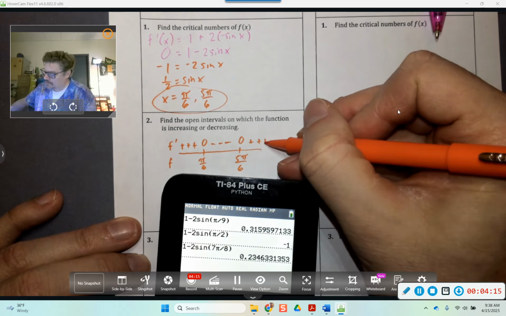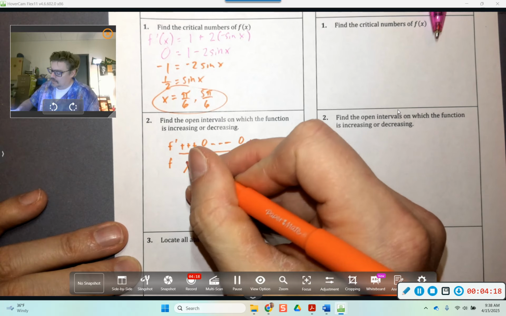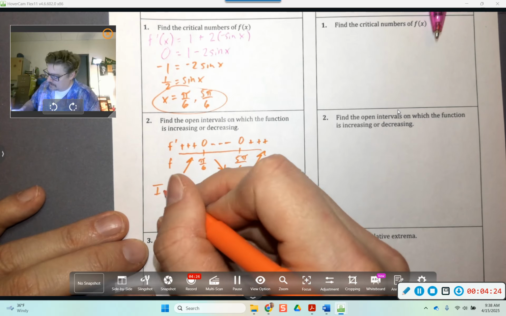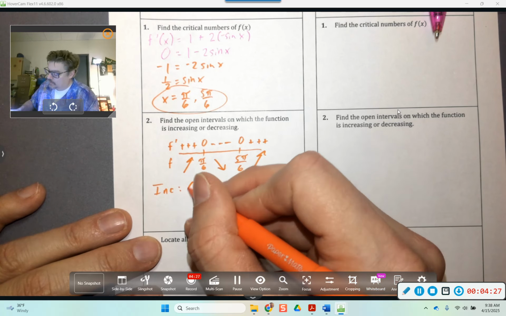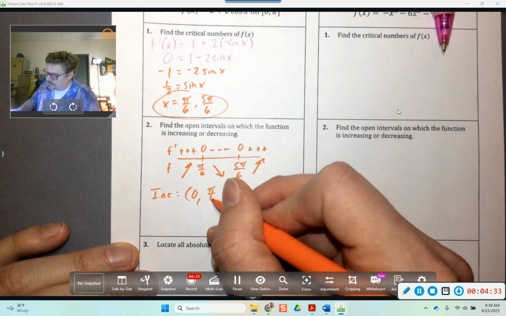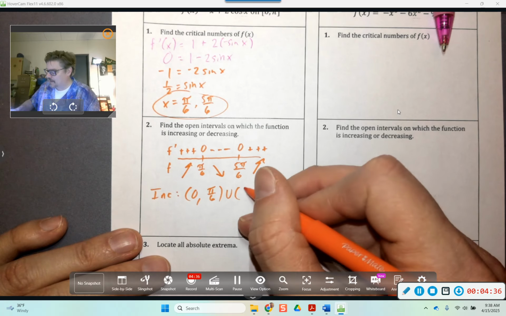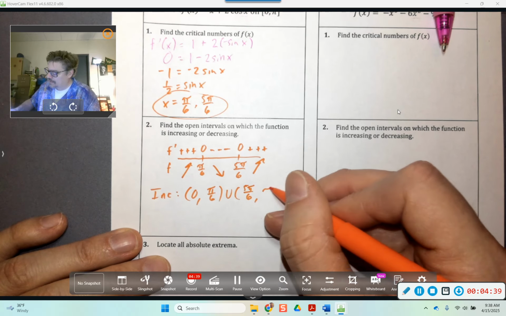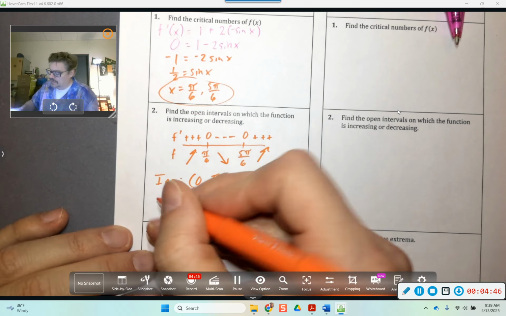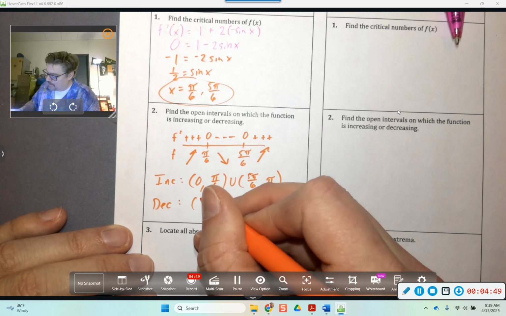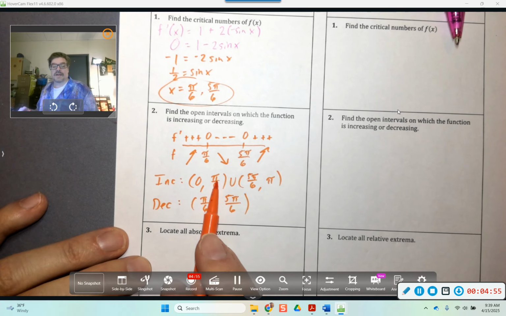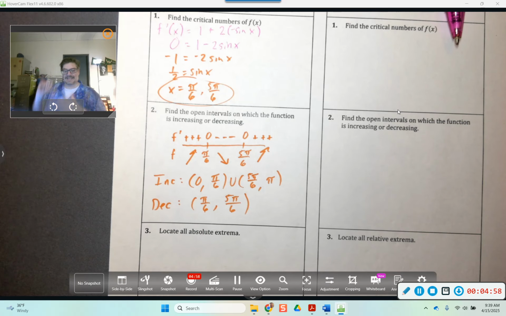So we see our intervals of increase and decrease. This guy's increasing, this guy will decrease, this guy will increase. Increasing would be from 0 to pi over 6, and then he will increase again after 5 pi over 6 all the way to pi, and that's where it stops. But we do not include pi, we go right up to it. Decrease is going to be the one in the middle, from pi over 6 to 5 pi over 6. Notice that we're not including those critical values because that's where it actually hits 0.